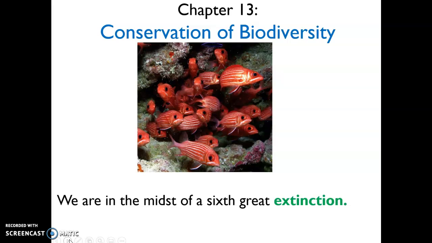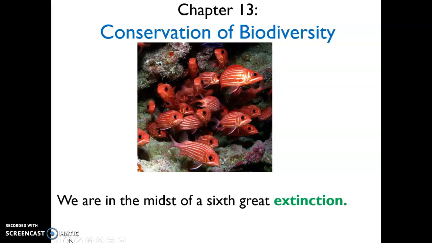So your textbook begins with a case study of a marine sanctuary, and you can read through the book in more detail to learn about the sanctuary. But a couple of key points I think that it makes are that when we look at conserving biodiversity, it's not just land organisms that we might typically think about, but also includes marine biodiversity, a very important part of our biodiversity.